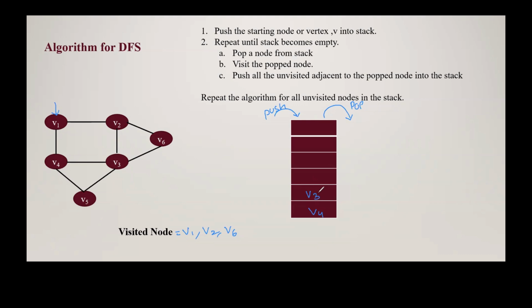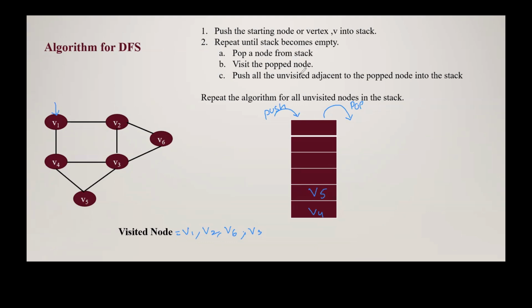Then again we have to pop one. The topmost element is V3, so we have to pop V3. After V3, we have to add all the unvisited adjacent nodes. For V3, V2 is present, but V2 is visited. Then V4, V4 is already inside the stack. Then V5. V5 is unvisited, so we insert it.